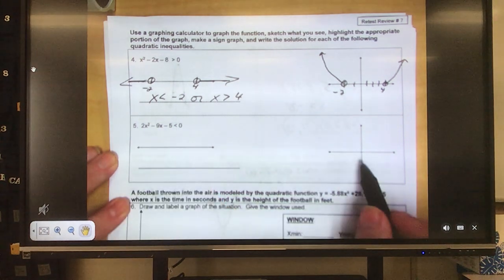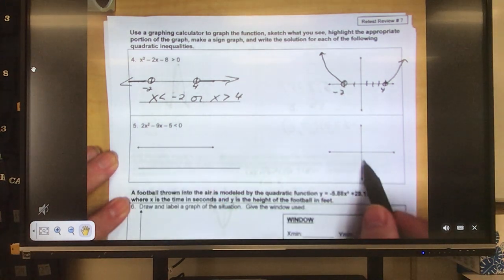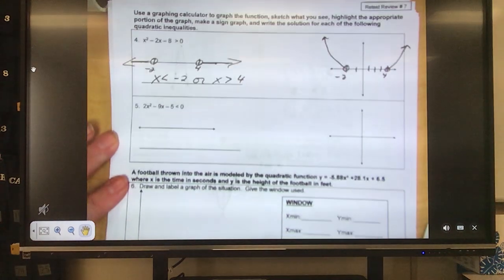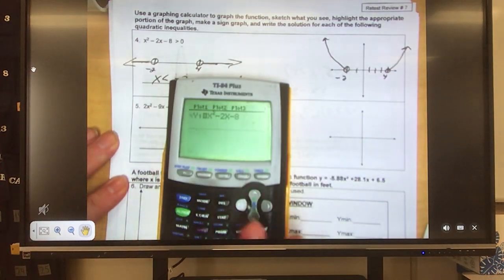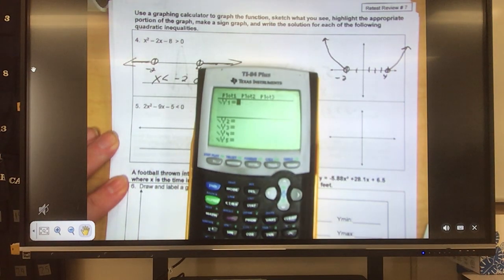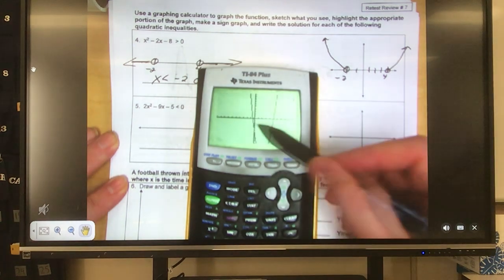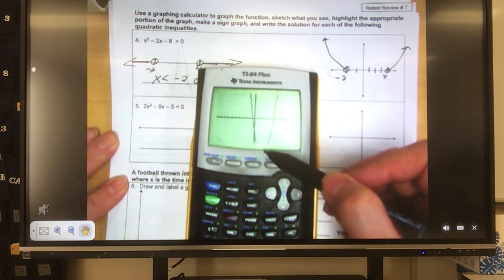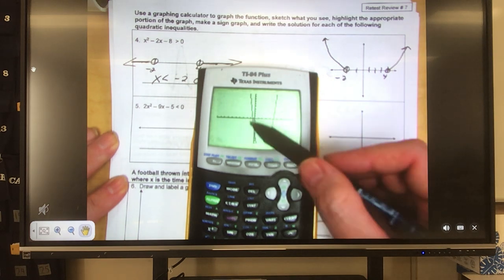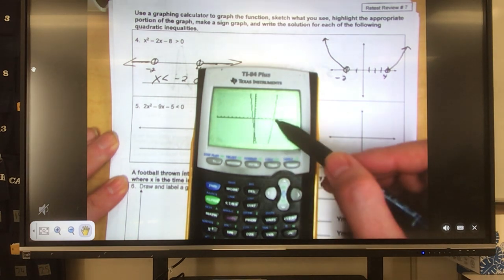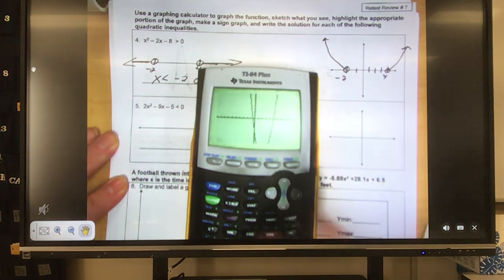So all I care about now is what's below. I don't care about what's above. Okay? So here we go. Y equals, putting in our new equation, clear, 2x squared minus 9x minus 5. Graph it. We only care about what is below. Okay? I really don't need my vertex. It's going to be a rough sketch. I just need those 2 points right there. Okay? My 2 zeros.